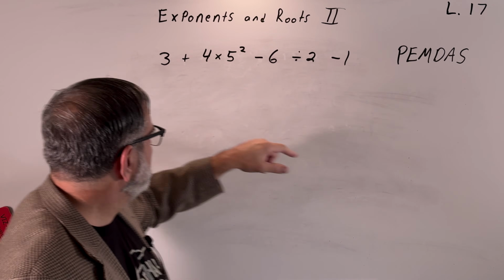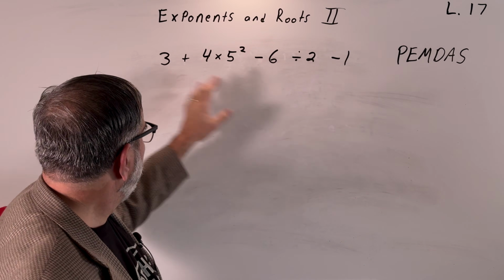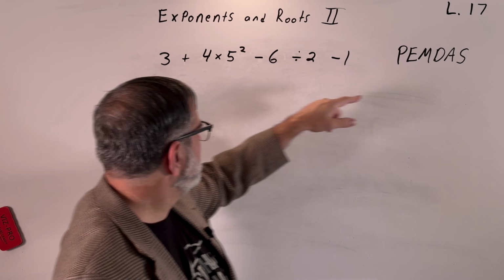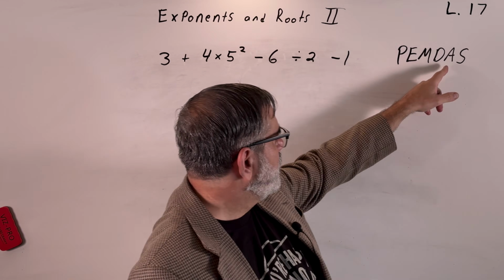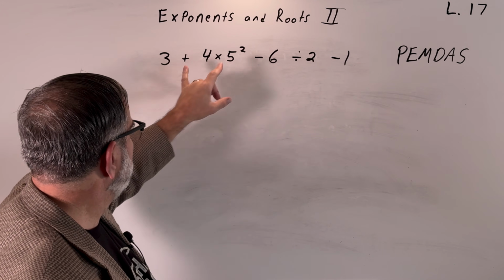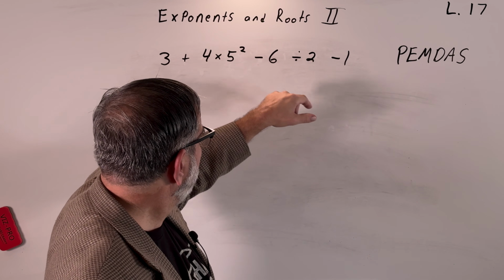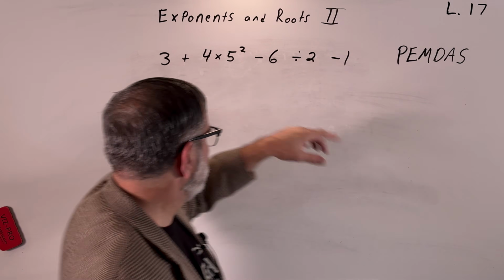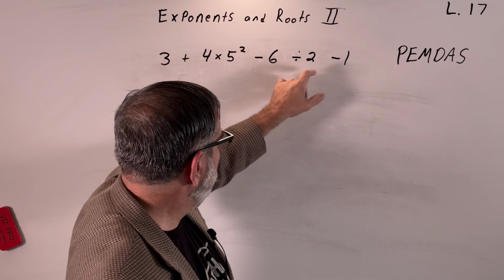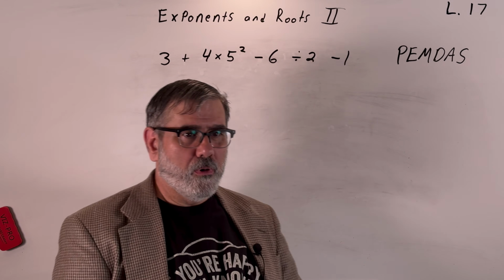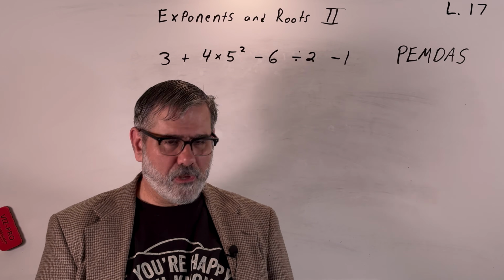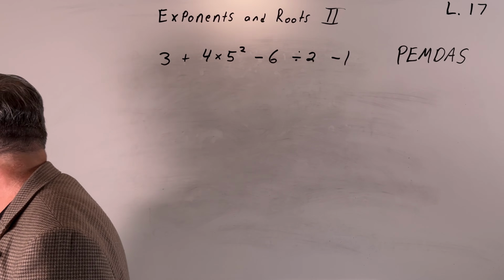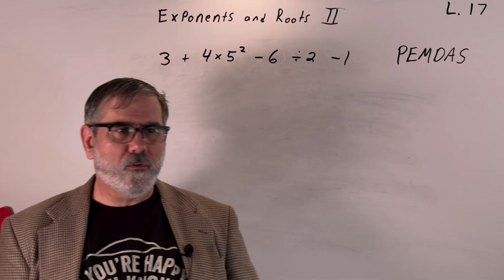Then you do the multiplications. Well, we do 4 times 25, and there are no other multiplications to do. Then we do the divisions, which left to right would be minus 6 divided by 2. And then we do the additions, 3 plus this product, no more additions. And then we do the subtractions, this minus this term and then minus 1. Okay? But I really, really hate order of operations and PEMDAS. So instead, I have a slightly different way of looking at things.